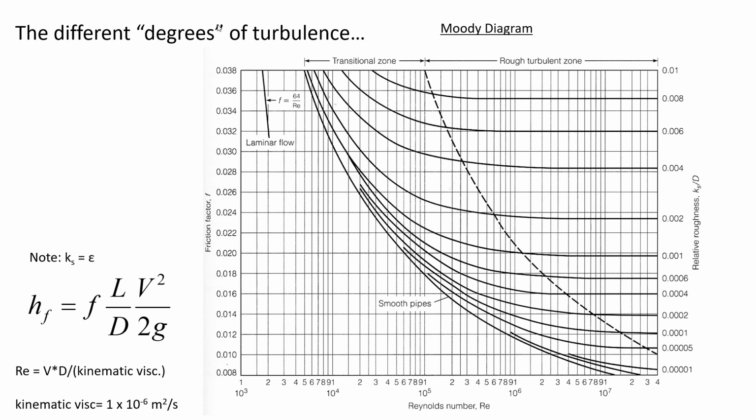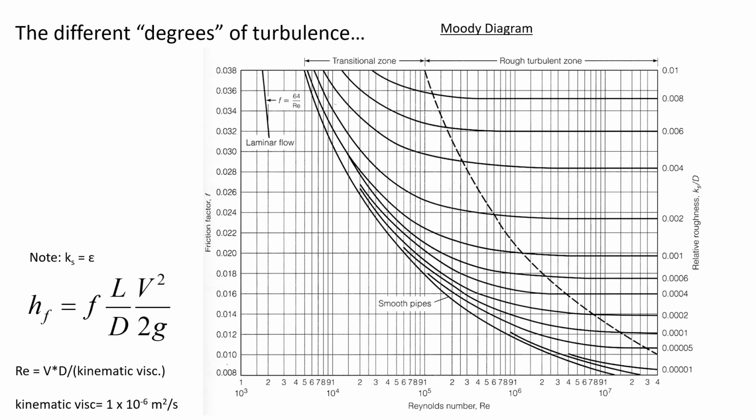And by the way, note K sub s equals epsilon. K sub s and epsilon just mean the relative roughness of the material. So if you had to represent the roughness of that surface as a spherical particle, what would be the diameter of that particle?